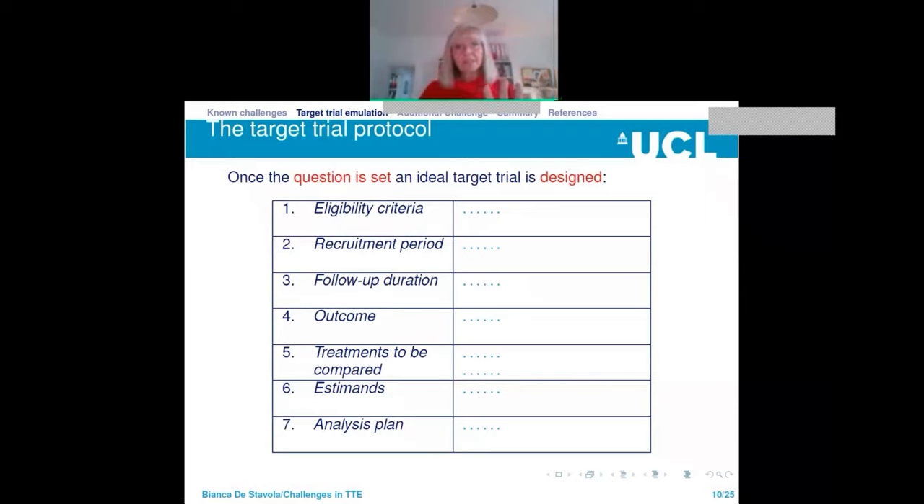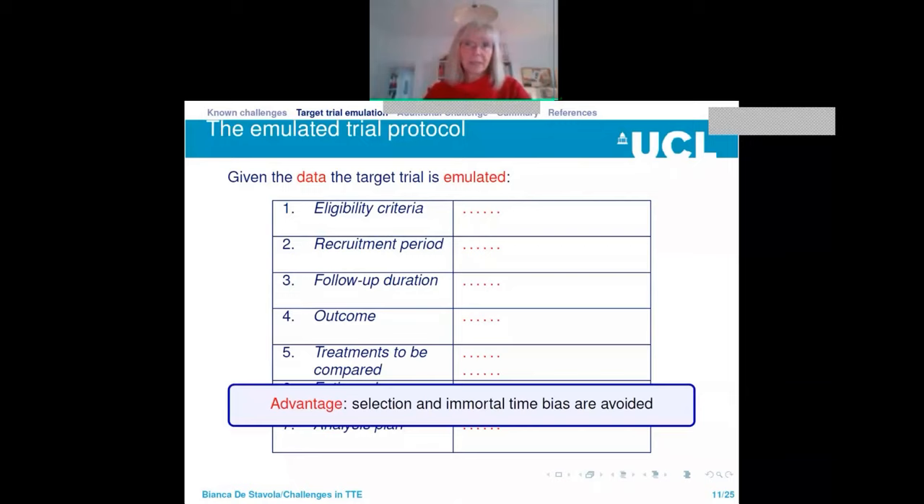So we have designed this. And then, given the data that we have, we try to emulate it and translate the previous table into a table that refers to the data we have at hand. The advantage is that by defining the eligibility criteria, the recruitment and follow-up, how the outcome is observed, and also how the treatment is assigned, we are avoiding at least these two potential biases that I've just described: selection bias and immortal time bias.